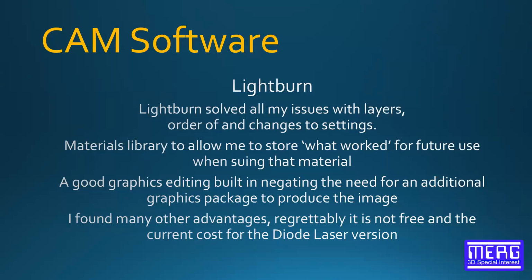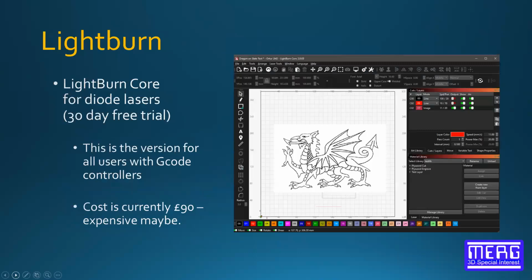Regrettably, it's not free, and the current cost for the laser diode version of Lightburn is where we get there. The core issue, when you look on the site, there's several versions. The Lightburn Core is for diode lasers only, and it currently comes in at £90. Now, some people would say that's expensive, and I would agree, it is expensive. But on the other hand, as you can see from that image, and we'll see later on when Bob takes over, it covers almost everything that you're likely to want.